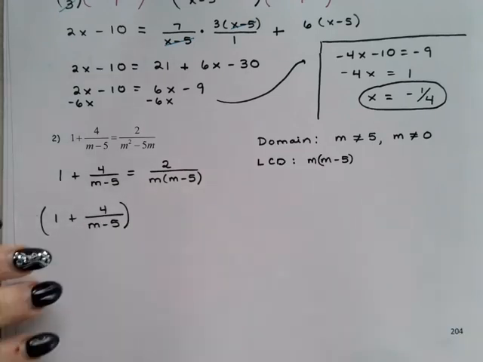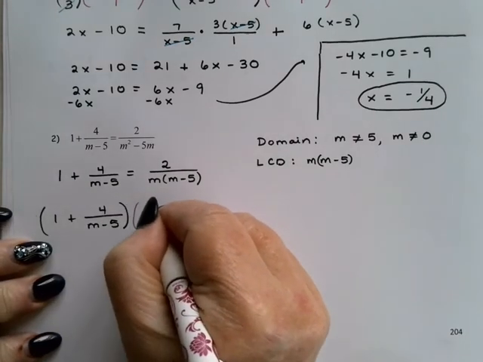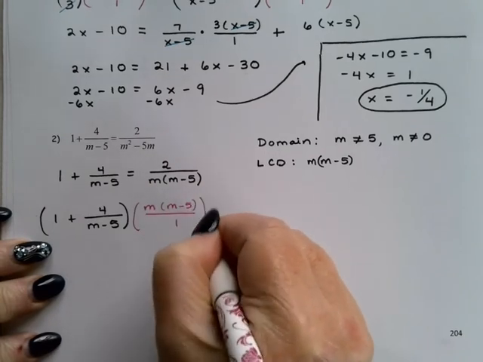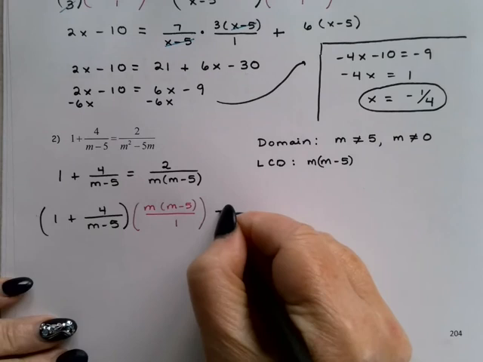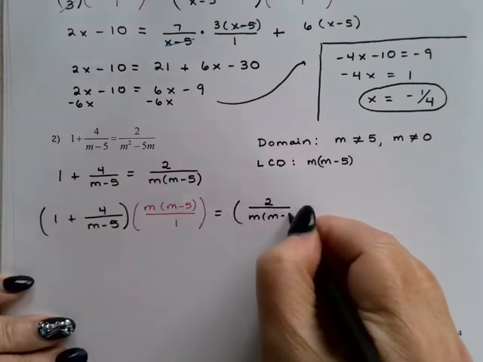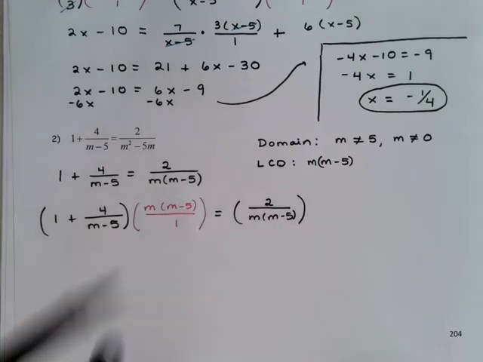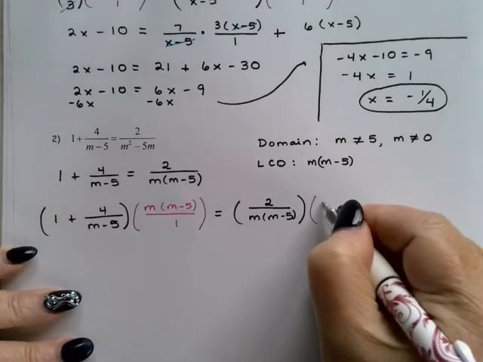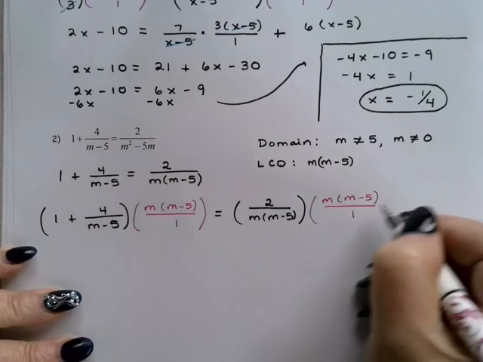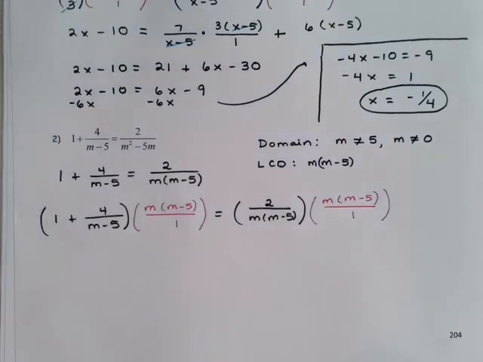So left-hand side times the LCD equals right-hand side times the LCD. And again, I like to put that LCD over 1 just to kind of keep track of what's in the top and what's in the bottom.